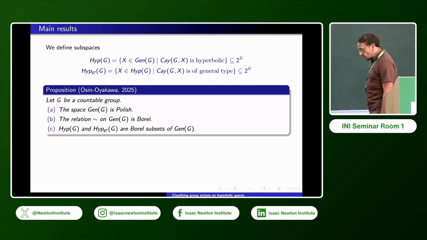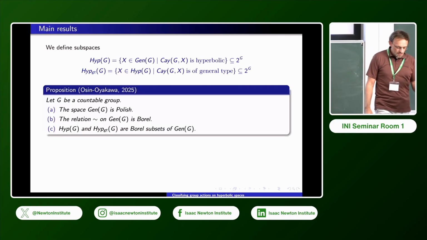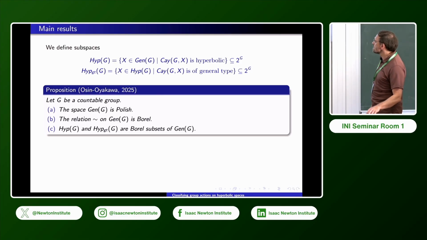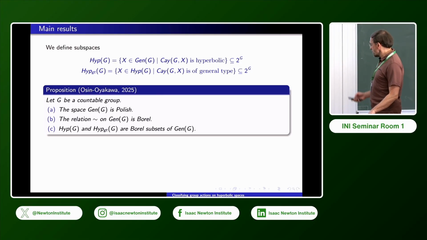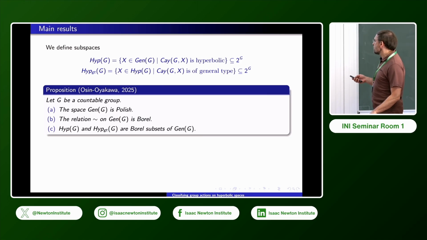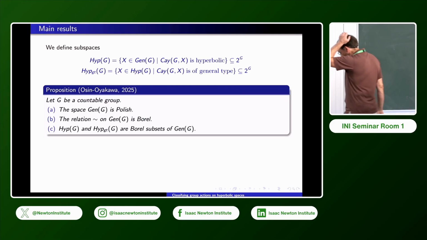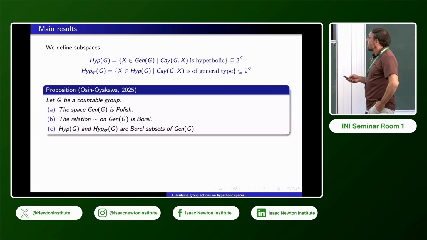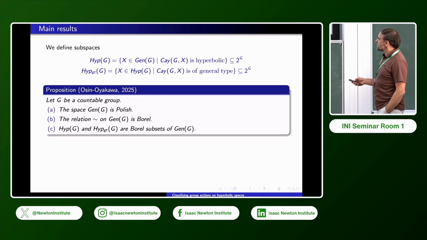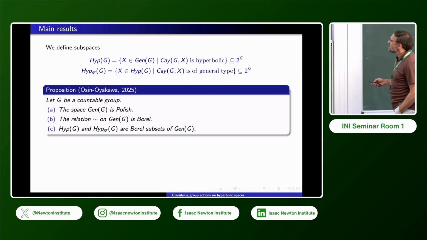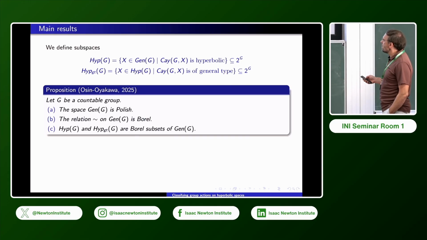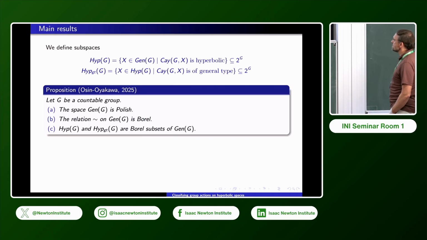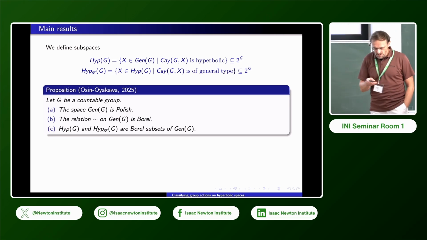And if you wonder what is the topology behind these sets and the equivalence relation we just introduced, here is a result which is not very difficult. So the space of all generating sets of a group, if G is countable, is a Polish space, meaning it's a separable, completely metrizable space. The equivalence relation we introduced is a Borel equivalence relation on that space. And these two subsets are Borel subsets of the space of generating sets. So everything is kind of Borel or explicit, whatever.